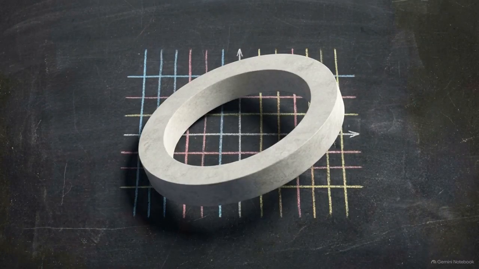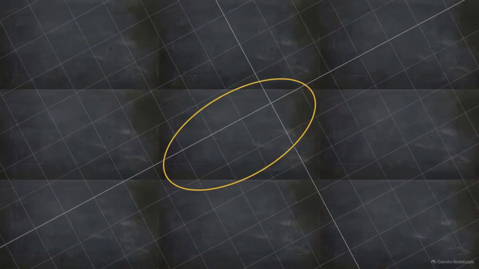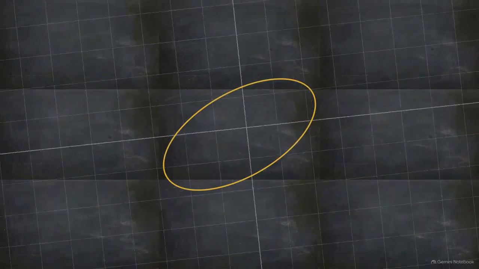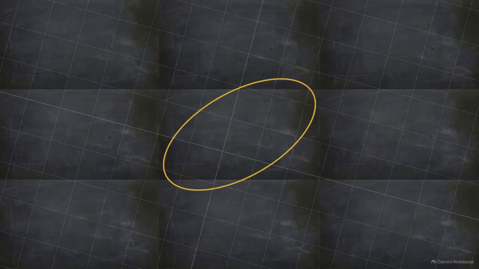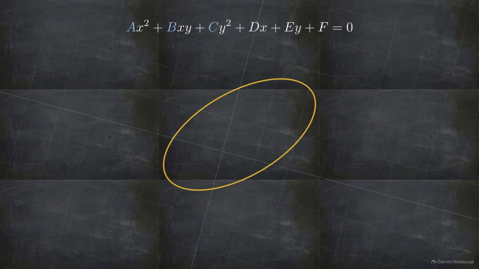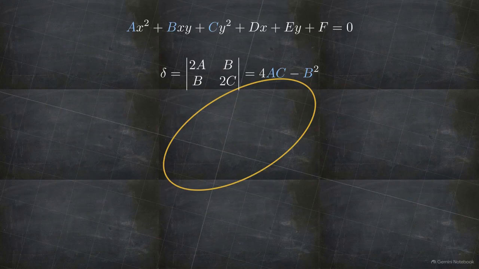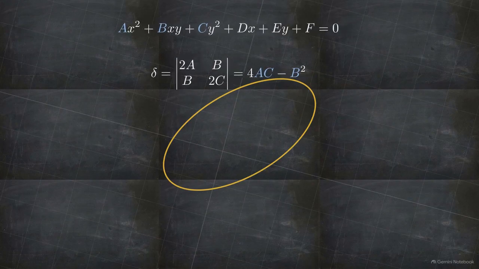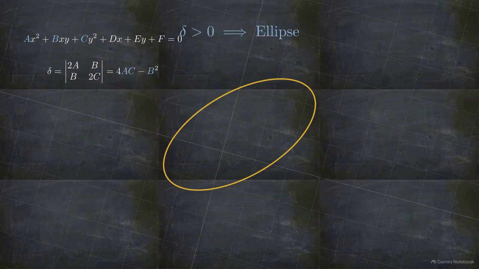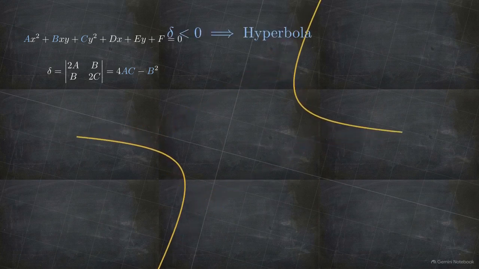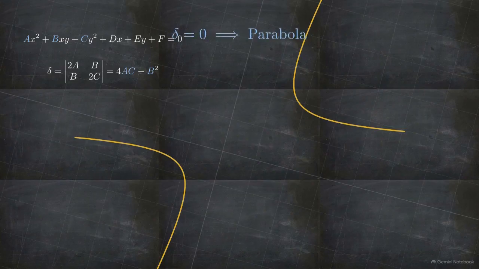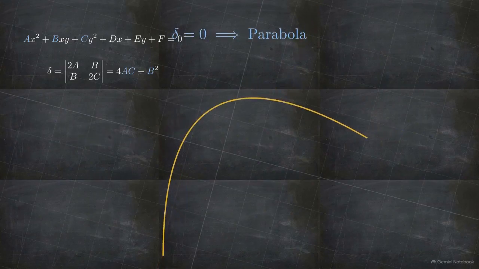Even with the center located, the curve remains rotated. To fix this, we look at the equation's algebraic invariance. Invariants are numerical values derived from the coefficients that do not change when the coordinate system is rotated or translated. The critical invariant is the determinant of the quadratic terms, lowercase delta, calculated as 4ac minus b squared. Its sign classifies the curve. A positive delta indicates an ellipse, a negative indicates a hyperbola, and 0 indicates a parabola.